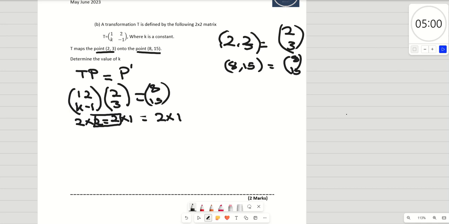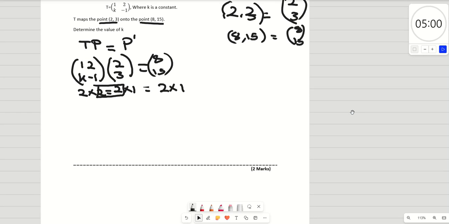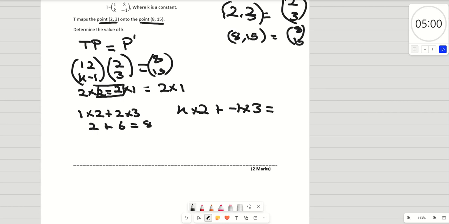So we know that, let's multiply it out, right? So it is going to be your first row by your first column. So it's 1 multiplied by 2 plus 2 multiplied by 3. That is 2 plus 6 is equal to 8. So we see that is correct. And then your second row by your first column, it's K multiplied by 2 plus minus 1 multiplied by 3 is equal to 15. Right? So that's 2K minus 3 is equal to 15.